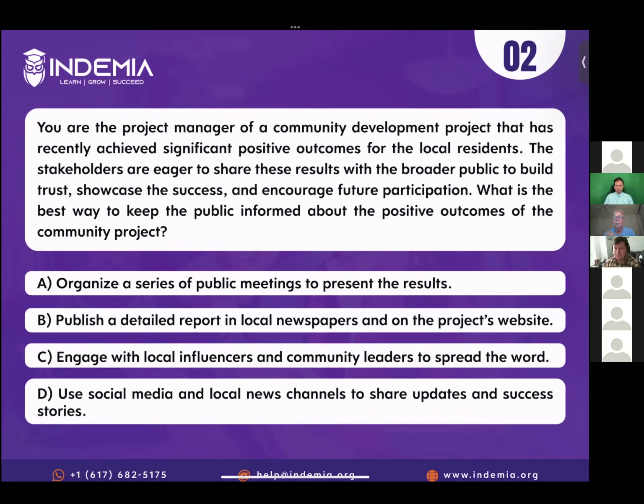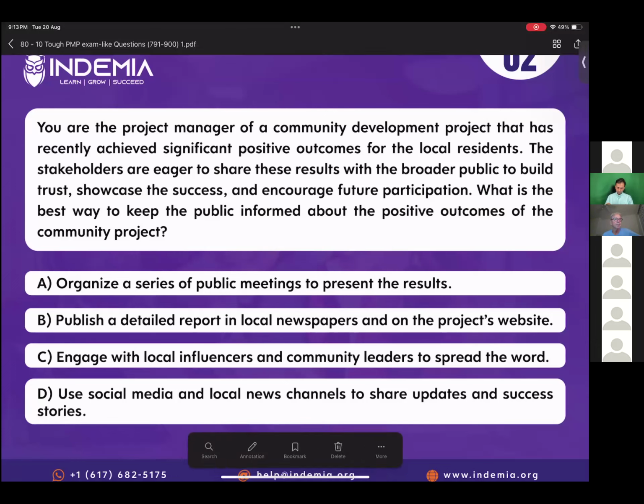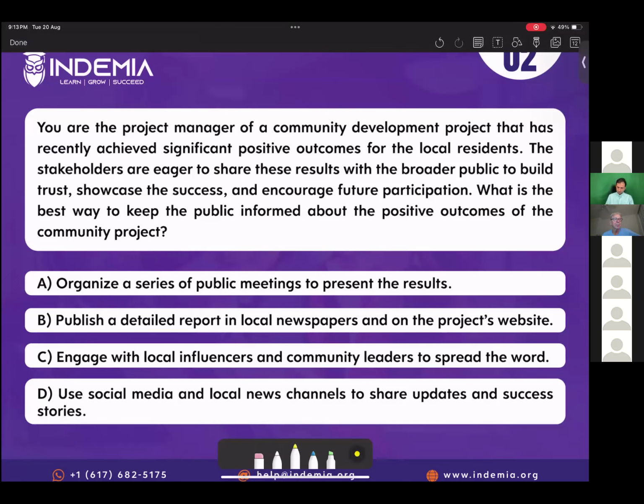All right, Mohan, you have chosen option A. Yeah, I picked option A because in the question it says you're a project manager of a community. There is a positive outcome to the results. The stakeholder is eager to share the results, build broader public trust, and encourage future participation. So I think the keyword here was encouraging future participation from the local residents.